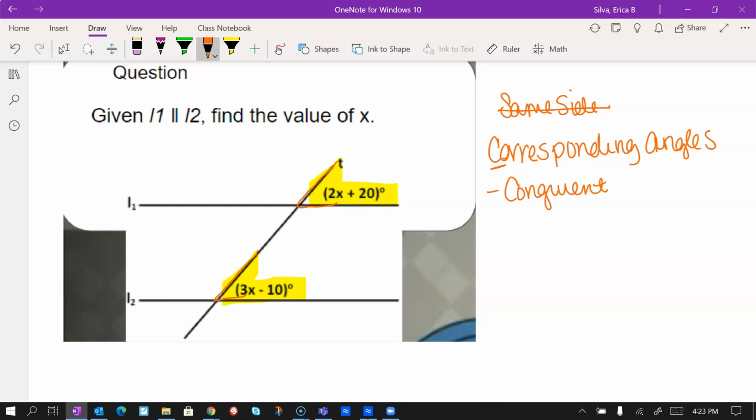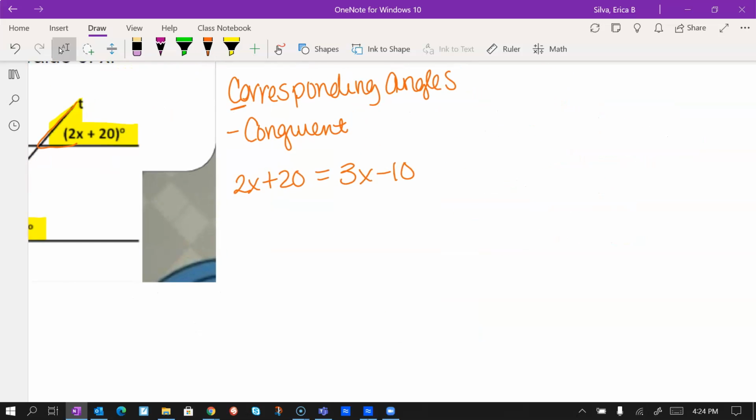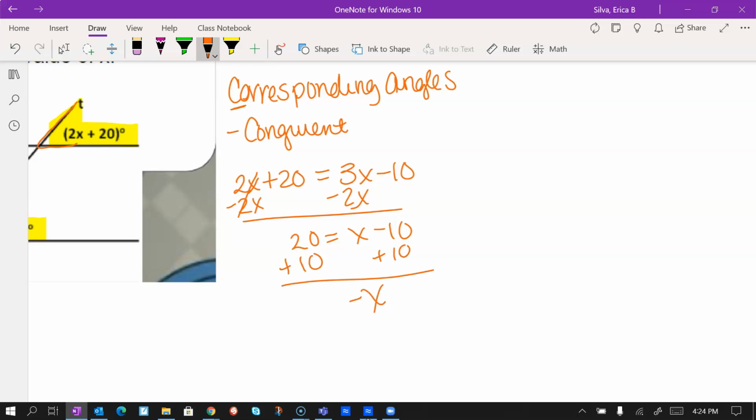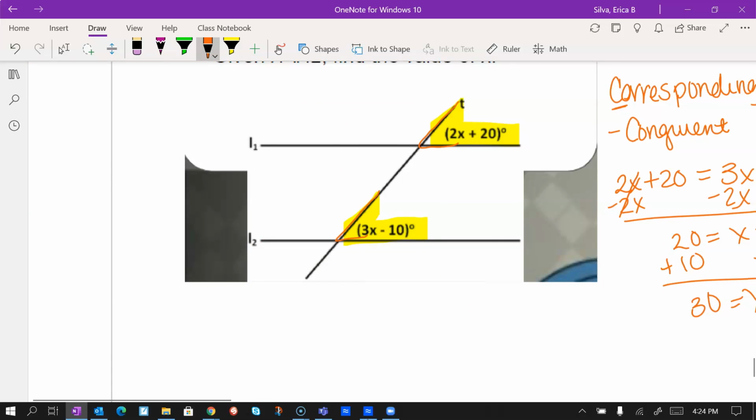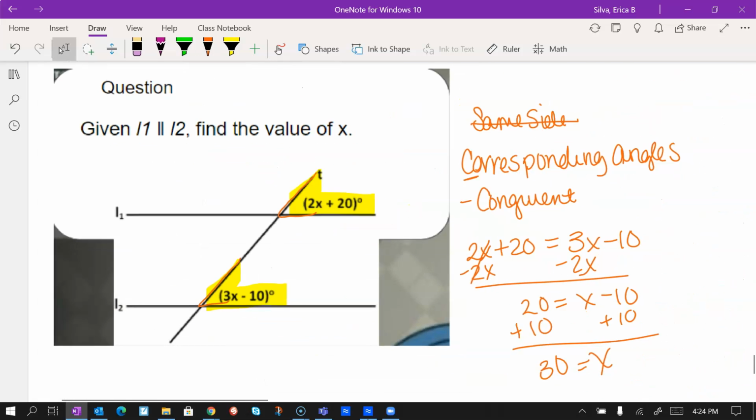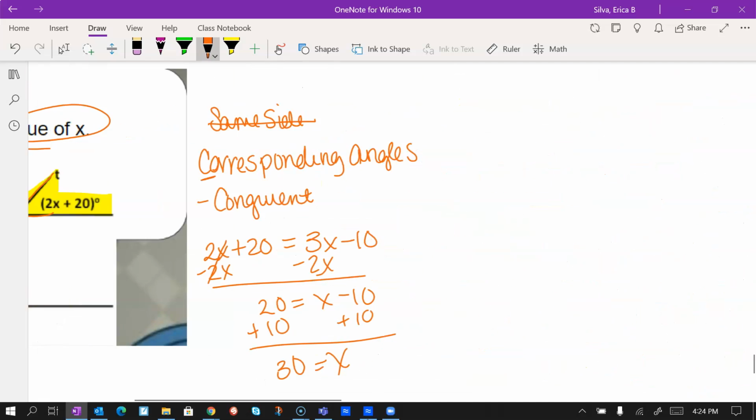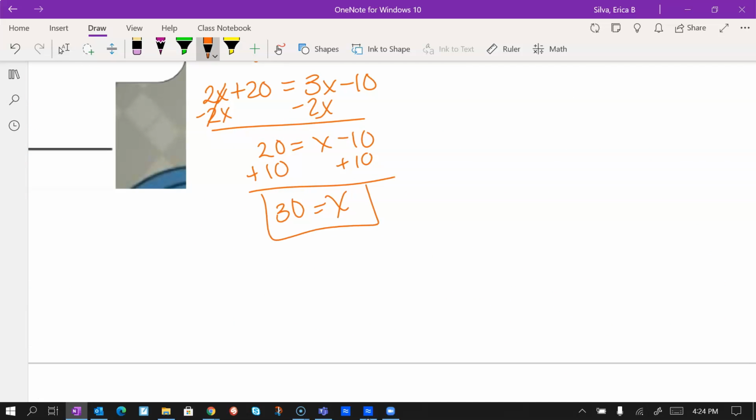So if they're congruent, then we can say 2x plus 20 is equal to 3x minus 10. And then we solve for x. So I'm going to subtract 2x from both sides, and we get 20 equals x minus 10. We add 10, and we get x is equal to 30. So we go back to the question, and it's just asking us to find the value of x, and we did. x is 30.